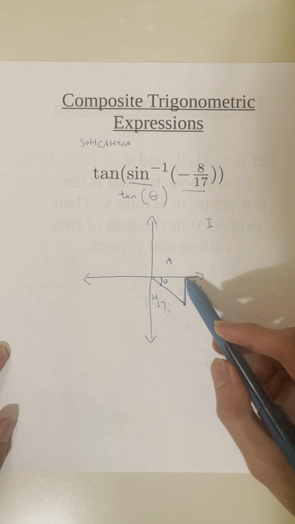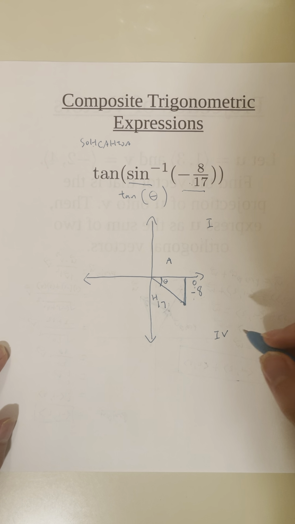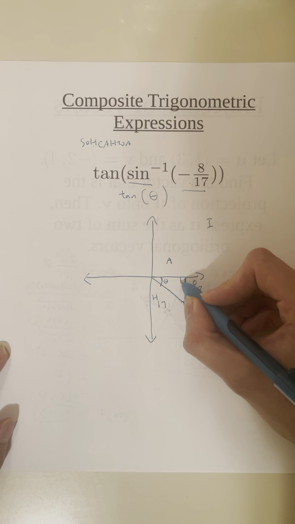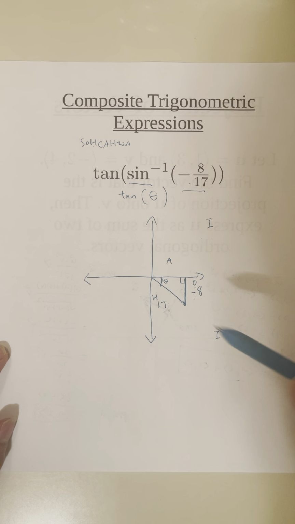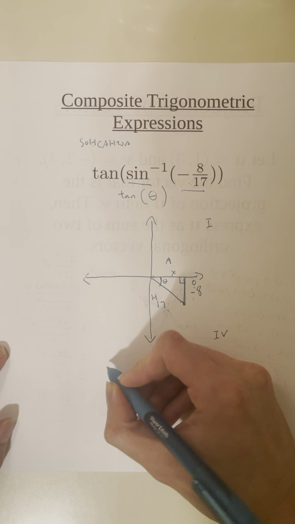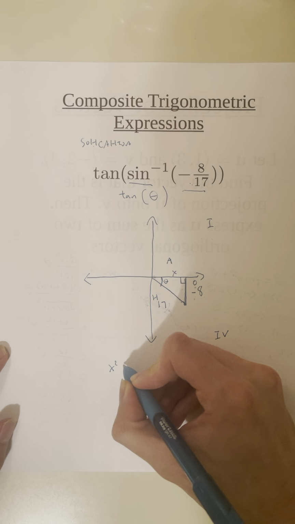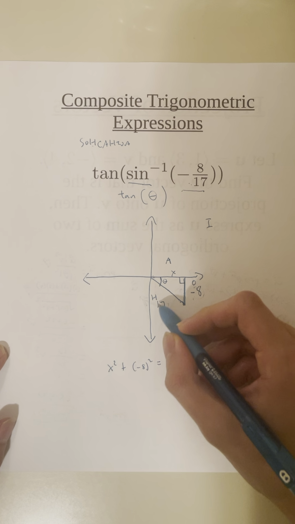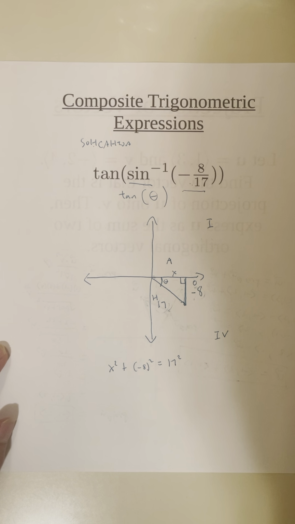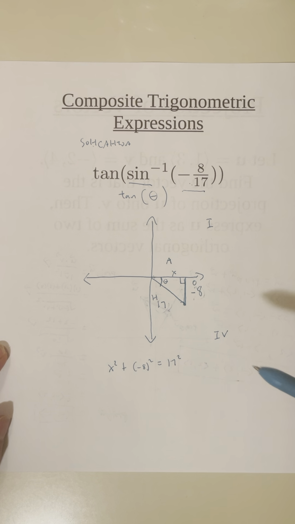Do we know how long this side is? Nope, we don't. So how do we figure it out? Well, since this is a right triangle, we can use what theorem? We can use the Pythagorean theorem. So this squared plus this squared is equal to this squared. Okay, and we want to find x. So how do we do that here?